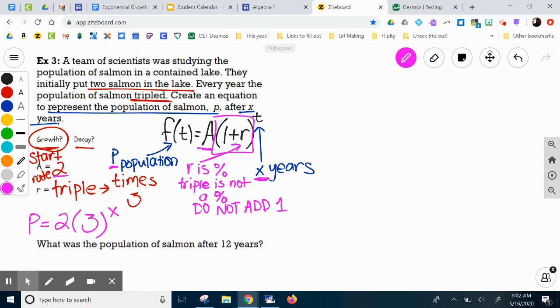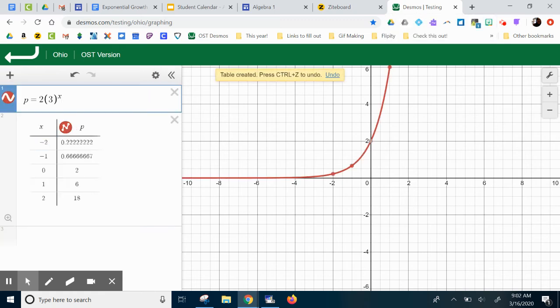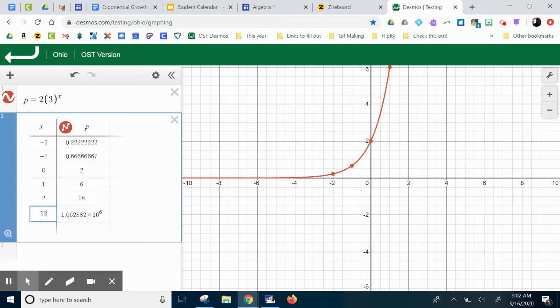Now, it says what was the population of salmon after 12 years? So 12 years is what I'm looking at now. So that is an x. So x equals 12. So I always start by typing it in Desmos. So I've typed it in Desmos, and we're going to use our trick. We are going to press this gear right up here, and then table, and it'll automatically make a table for us. And we could pop in the number 12 and see how many salmon were there.